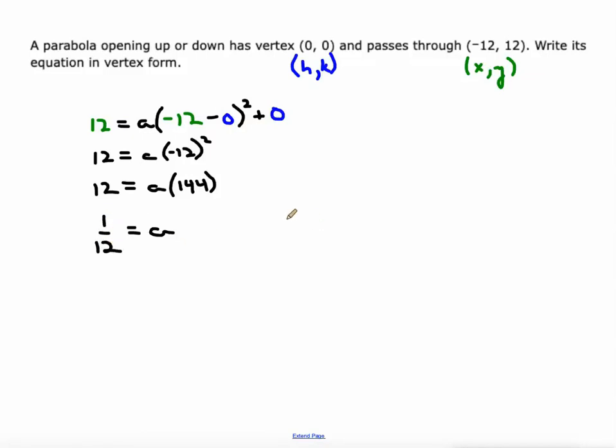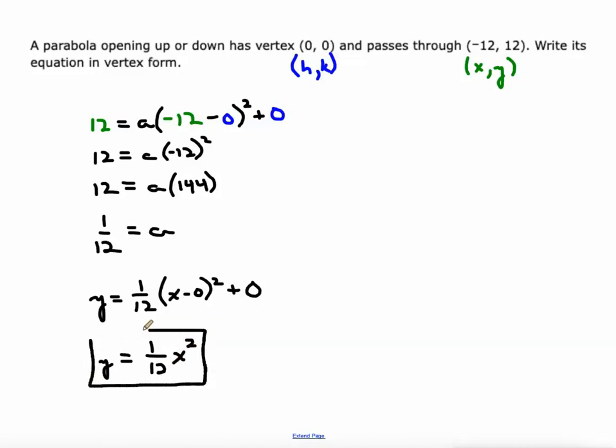All right, so once we have that value, we can go ahead and write our equation, which is y equals 1/12 times x minus our h value, 0, squared, plus our k value, which is also 0. So, I mean, I checked, IXL will actually take that answer, but I would definitely simplify it just to 1/12 x squared. So that's our equation that relates x and y.